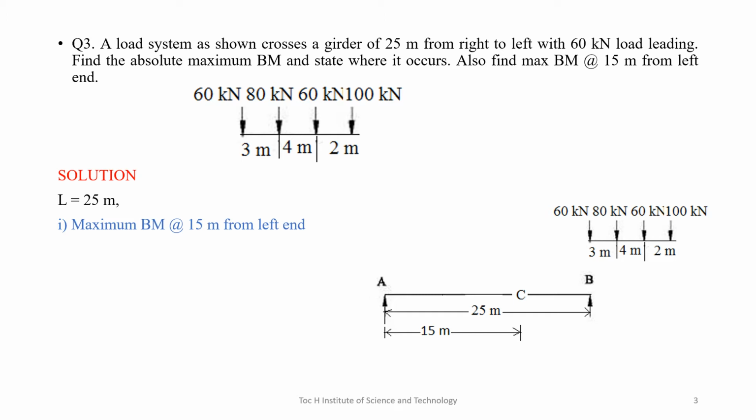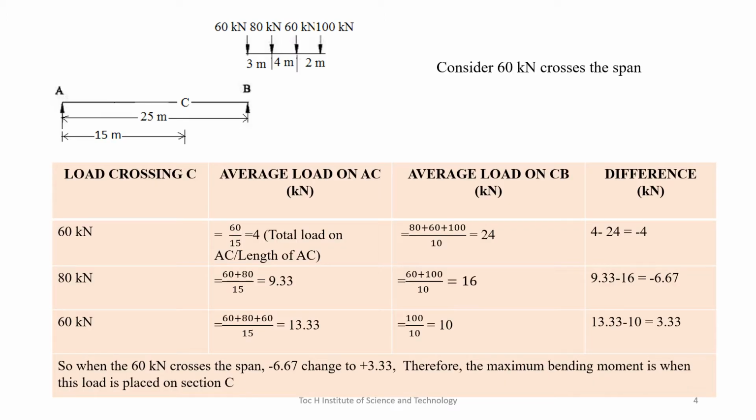So how will you locate the maximum bending moment? We have to consider each load crossing the section C, and we have to find out the average of each load. So consider the first 60 kilonewton crosses the span. So the load crossing C is 60 kilonewton. The average load on AC is 60 divided by 15, that's equal to 4. And the average load on CB is 24. So the difference is minus 4.